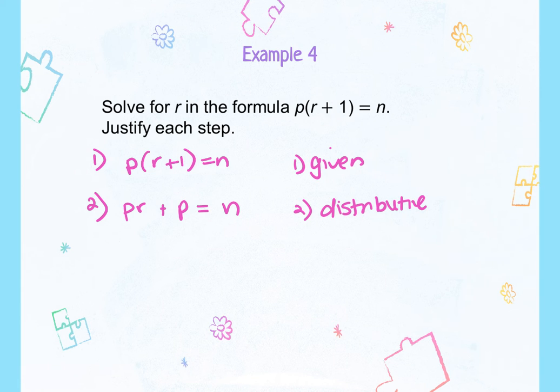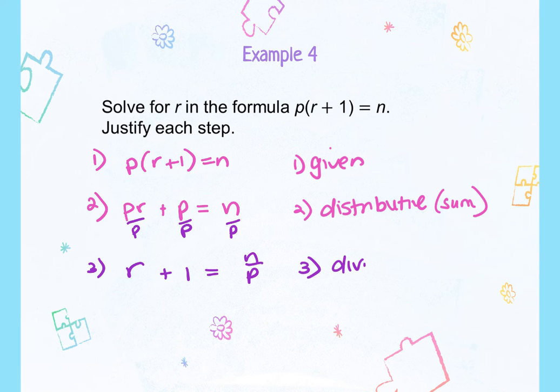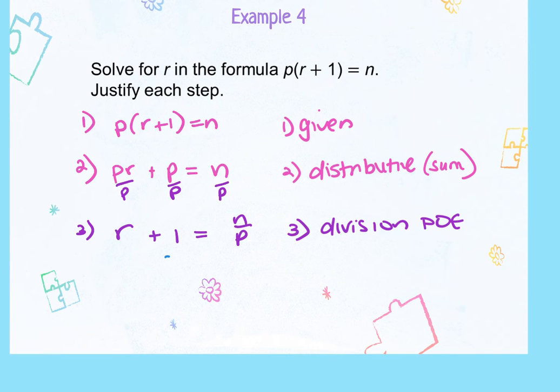Actually, you can just say distributive property. You don't need the equality. Where'd you go from there? Do you divide everything by p? Yeah. This doesn't mean you have to do it this way. This is a way to do it, but it doesn't mean you have to do it this way. So r plus 1 equals n over p. That's division. Okay, and then? p over p is 1. And then subtract 1. Good job.